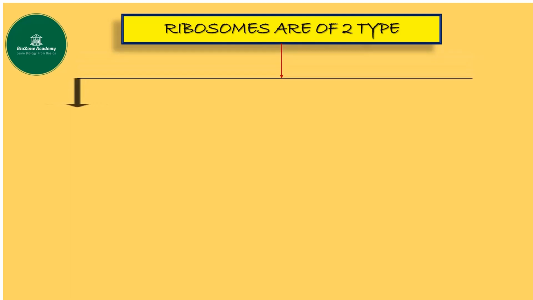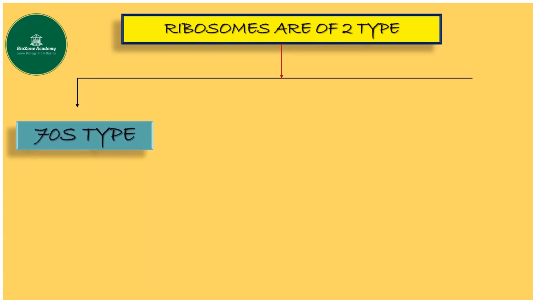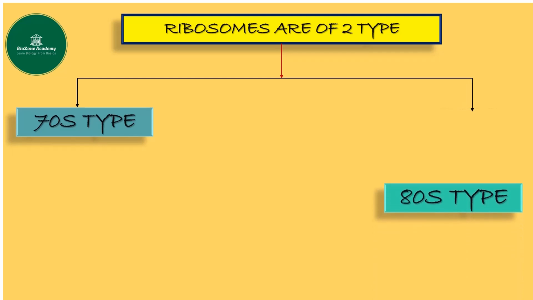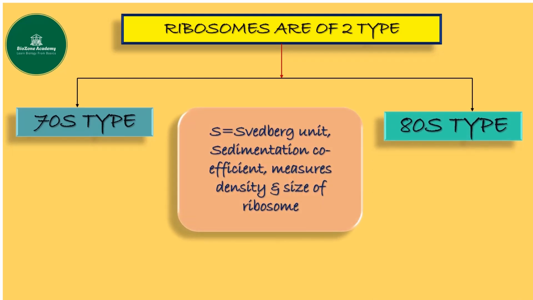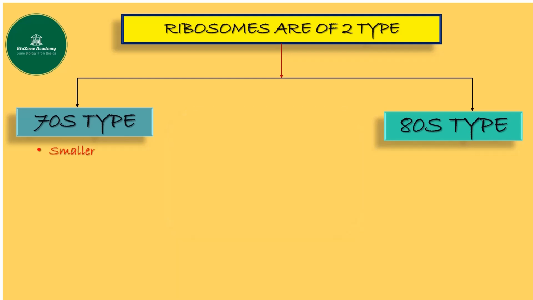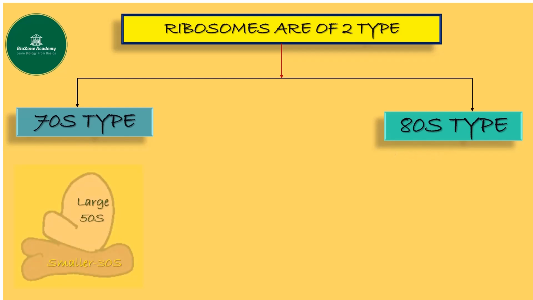Now, the ribosomes are of two types. The first type is 70S type, whereas the other type is 80S type. Here the S is Svedberg unit that represents sedimentation coefficient and measures the density and size of the ribosome. 70S type is primitive and smaller, whereas 80S type is advanced and larger.